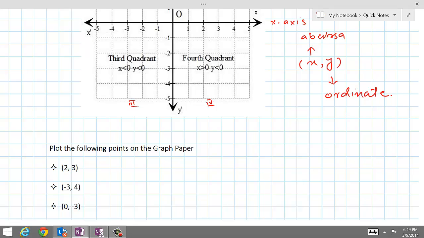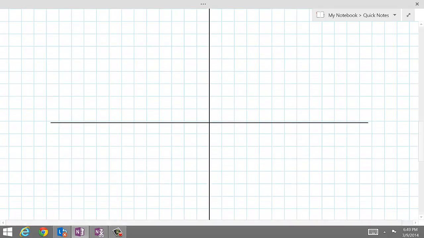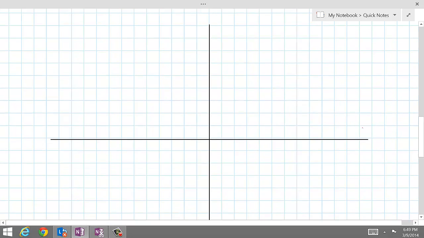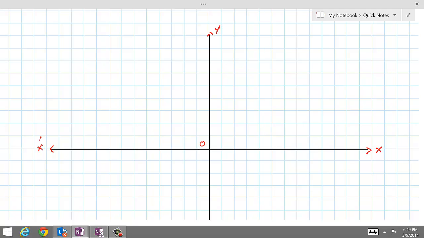Here we have a few points which we need to plot. Plot the following points on the graph paper. 2, 3. Let's have a plane here, and let's label this as x, and this as x dash, this as y, and the lower part of y-axis is labeled as y dash, and this point where both x-axis and y-axis intersect, that is labeled as the point O and is called the origin. The first pair that we need to plot is 2, 3.